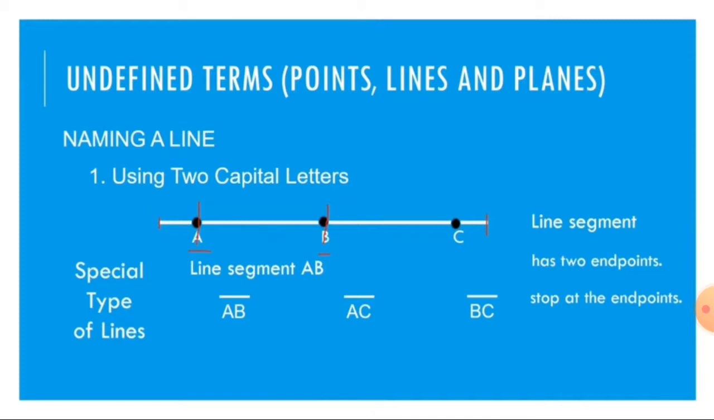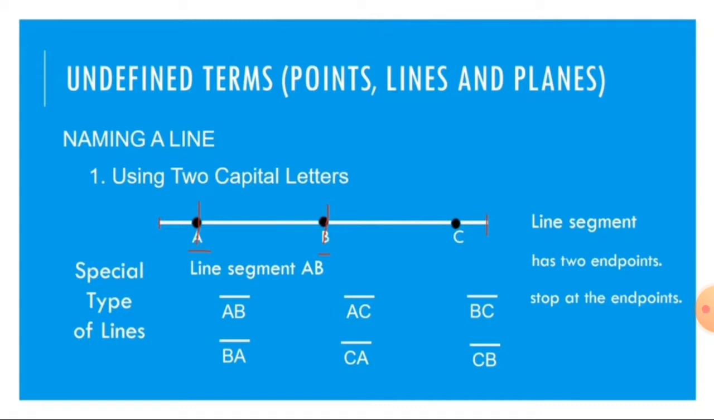So, kaparehas ng line, pwede rin baliktad ang basa. Like, line segment AB can be read as line segment BA. Line segment AC ay pwedeng line segment CA. And line segment BC ay pwedeng line segment CB. Okay, that's one of the special type of lines. So, let's continue.